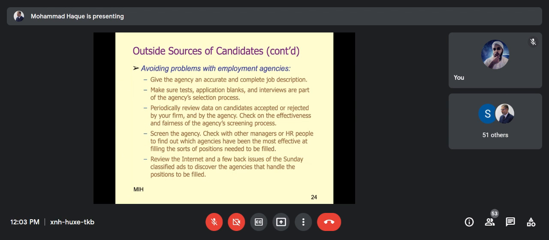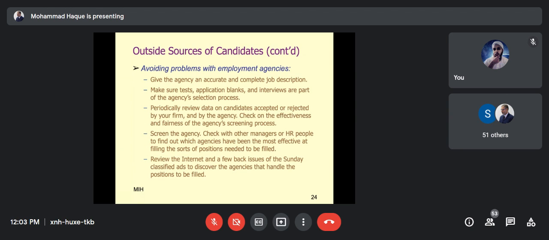Make sure that tests, applicant blanks, and interviews are part of the agency selection process. And if possible, ask them to screen the candidates, and the final selection should be decided by the organization itself. Periodically review data on candidates accepted or rejected by these agencies, and screen the agencies.